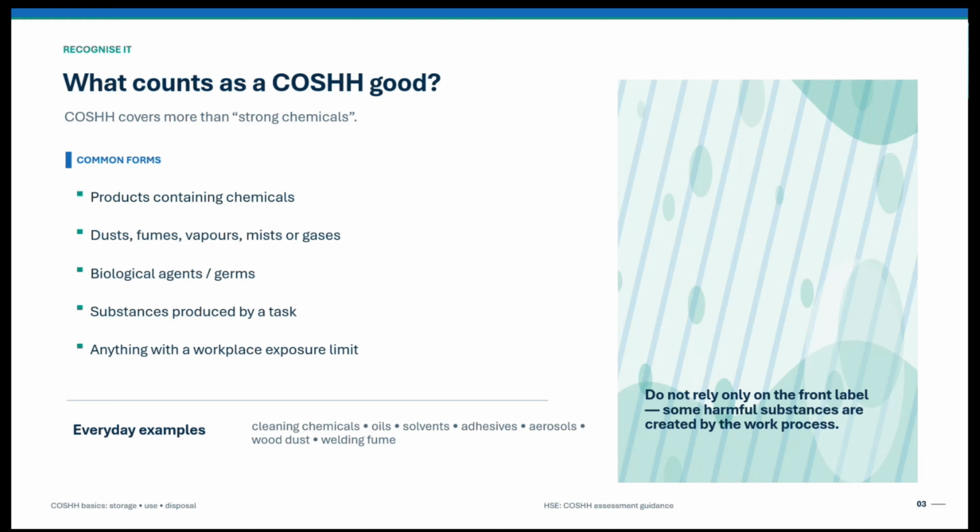So when we're thinking about what counts as a COSHH good, you've got any product that contains chemicals. For example, even down to your cleaning chemicals, bleaches, all the way up to oxidizers, to biological agents and germs, things like that come under it. Substances produced by a task: any task that you undertake that can produce any kind of mists or gases, fumes or vapors, they all come under COSHH. Some quick examples are cleaning chemicals, oils, solvents, adhesives, aerosols, wood dust, and welding fumes.